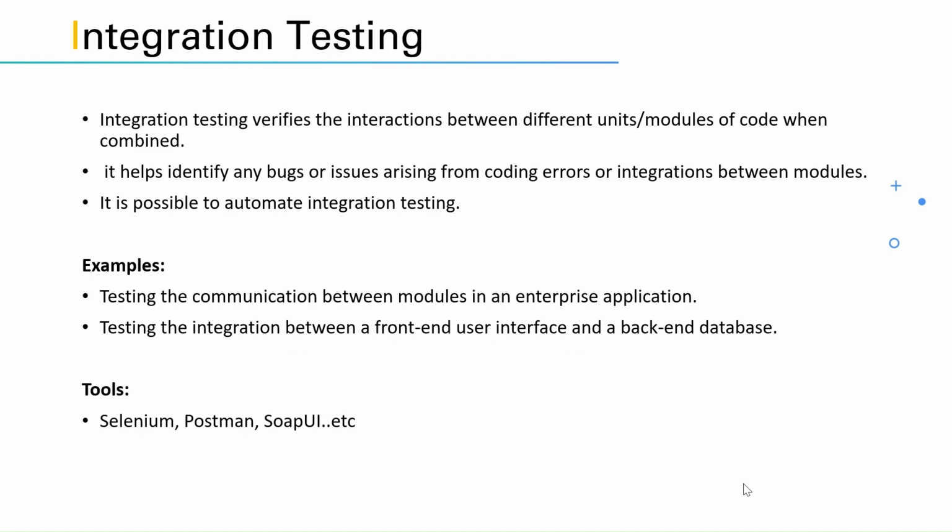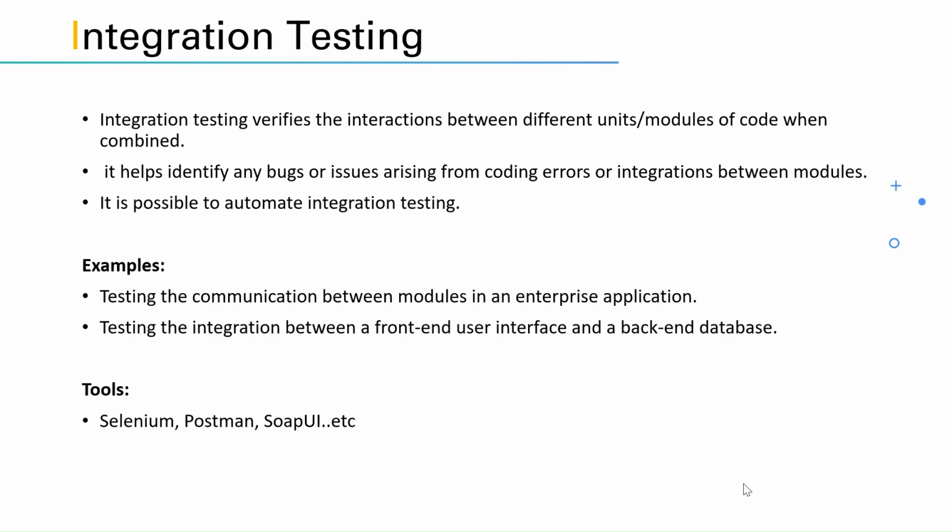Integration testing. Integration testing verifies the interactions between different units or modules of code when combined. It helps identify any bugs or issues arising from coding errors or integrations between modules. It is possible to automate integration testing. The examples of integration testing are testing the communication between modules in an enterprise application, and testing the integration between a front-end user interface and a back-end database. Selenium, Postman, SOAP UI are different tools used for integration testing.